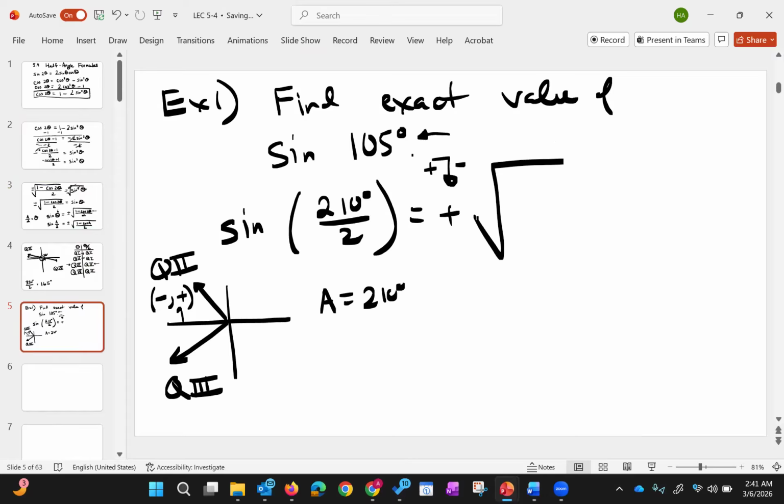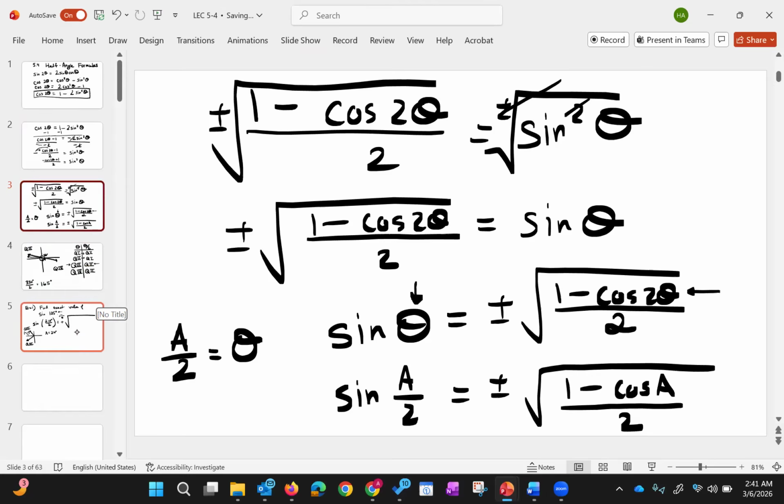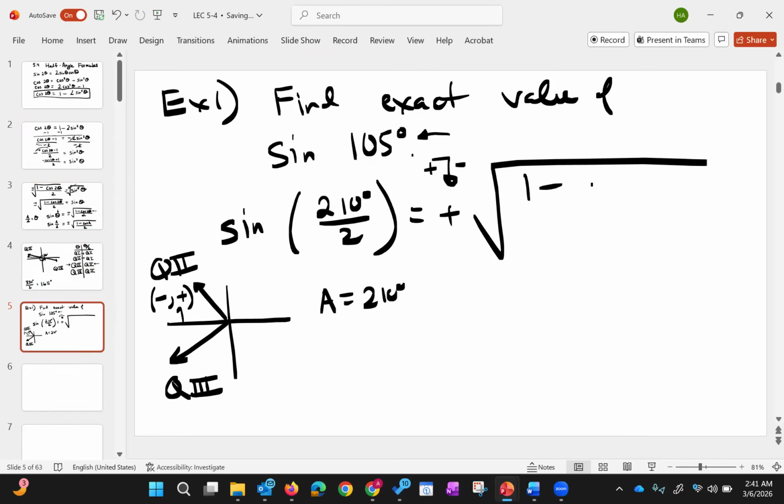And then we put in the square root of, let's follow our formula, 1 minus cosine of 210, our original angle, divided by 2. There it is.